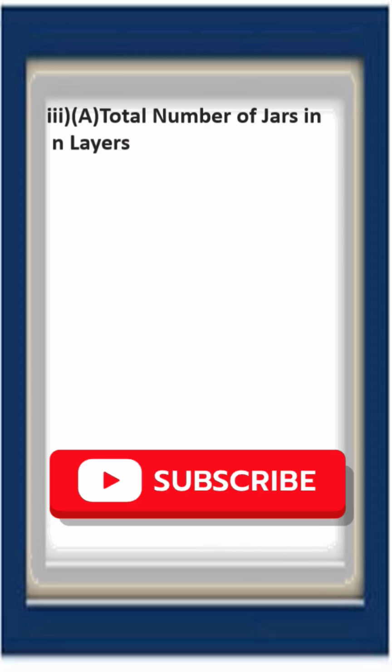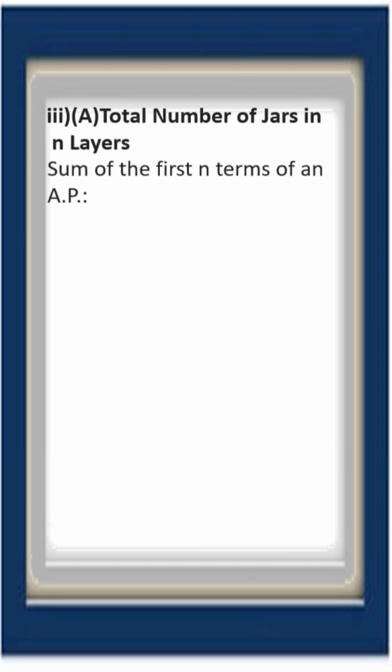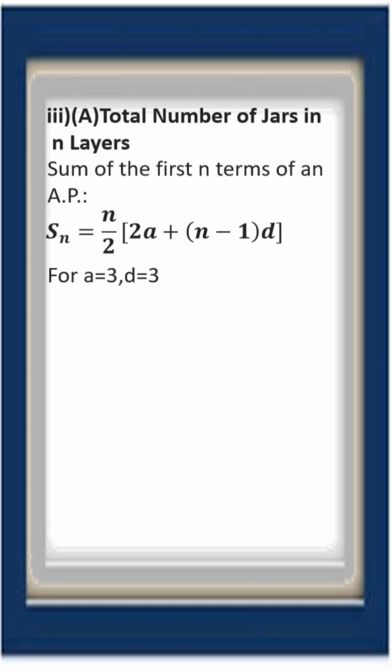Third A, total number of jars in n layers. We know that the sum of the first n terms of an AP is Sn is equal to n by 2 into 2a plus n minus 1 into d. Now we have to derive an expression for n layers of jars. For a is equal to 3, d is equal to 3, n is equal to n. So Sn is equal to n by 2, a is 3 and d is 3.